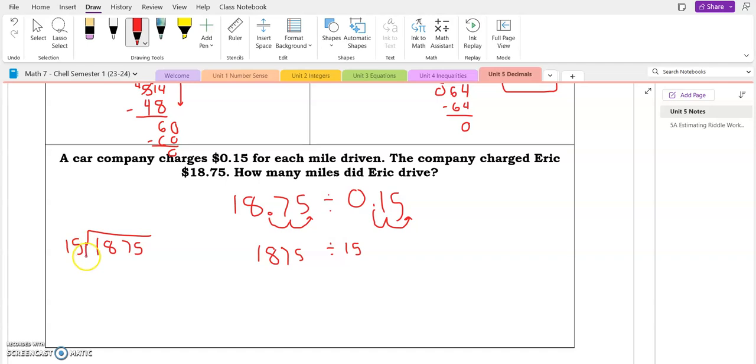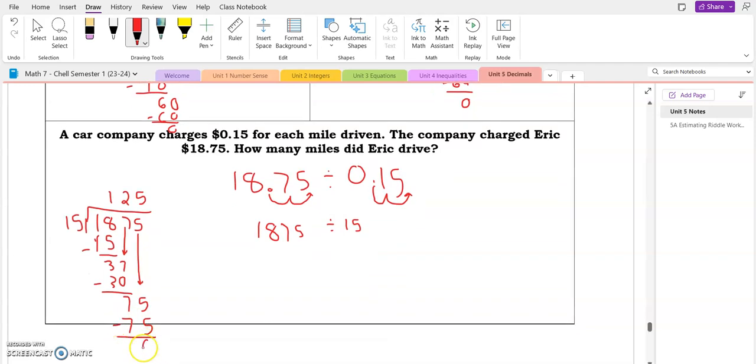15 cannot go into 1, but it can go into 18 once, which is 15. Subtract that, we get a 3, bring down our 7. 15 goes into 37 twice, which gets us 30 if you do 15 times 2, which gives you 7, bring down the 5, and 15 goes into 75. I believe it is 5 times. It is, in fact, 5 times. Subtract that, we are left over with 0, which means the final answer is 125 miles.